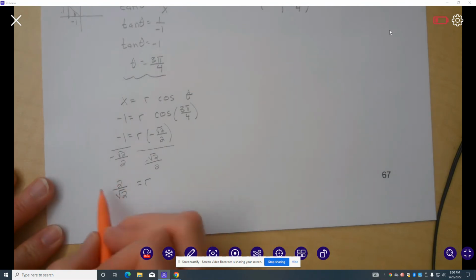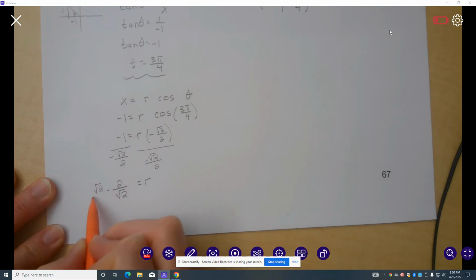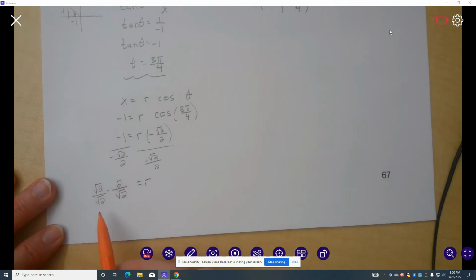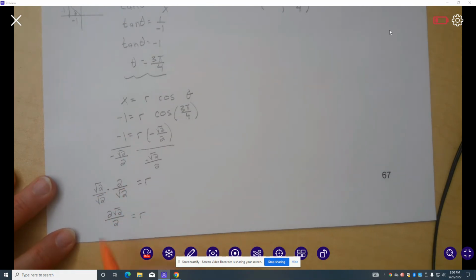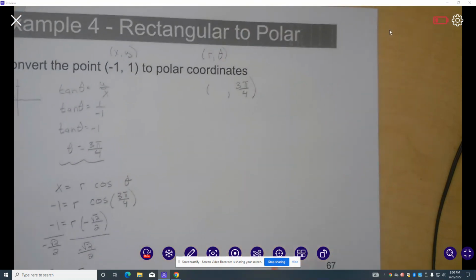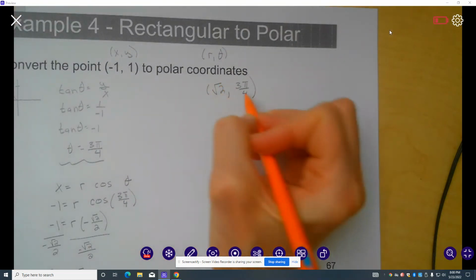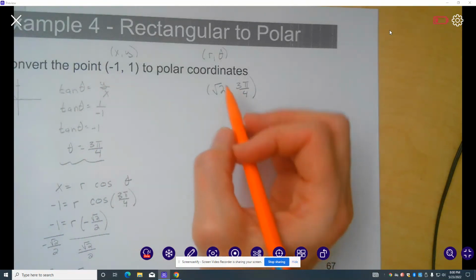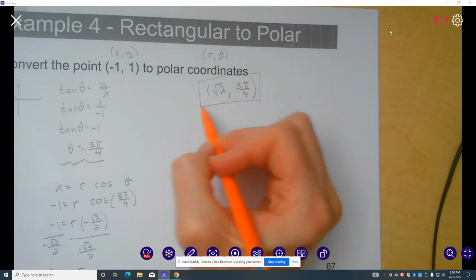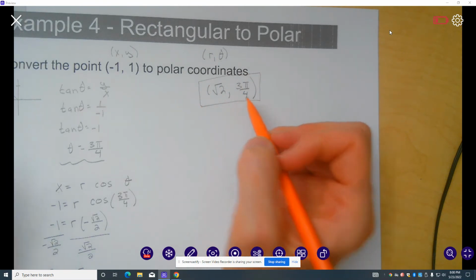I want to rationalize this denominator, though, and you'll need to do that, especially when you're doing your homework in WebAssign, because they will want the answer rationalized. So on the top, I get 2 square root of 2. On the bottom, I get 2. 2 divided by 2 is 1, so r equals square root of 2. So the polar coordinate point that is equivalent to -1, 1 is square root of 2, 3 pi over 4, where my theta is 3 pi over 4.